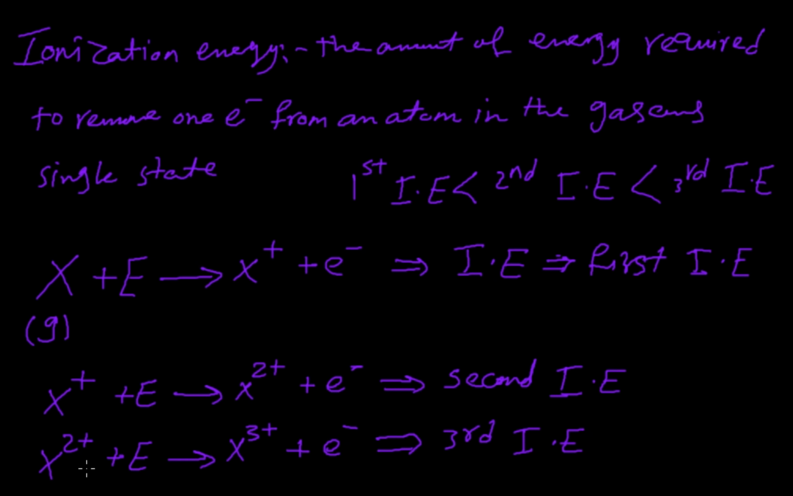In the periodic table, the ionization potential increases across the period. But in the group, the ionization potential decreases.